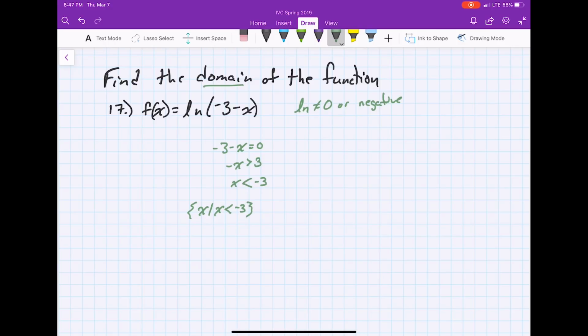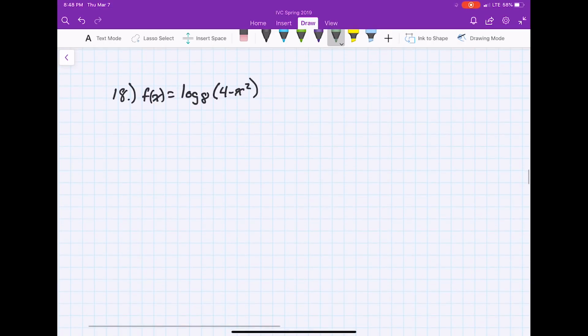And if we want, we can do a quick check just to make sure. Let's substitute negative 3 into the equation here. So negative 3 minus a negative 3 is, why am I, oh, I put in 4 to make it 1. And then let's try negative 10. That's going to be 7. So this works. If I put in numbers that are smaller than negative 3, it comes out.